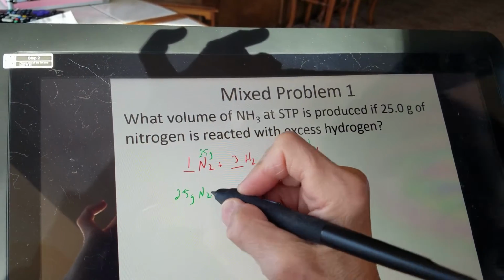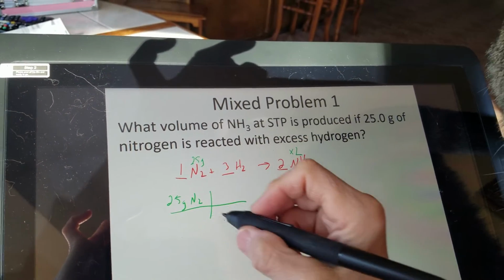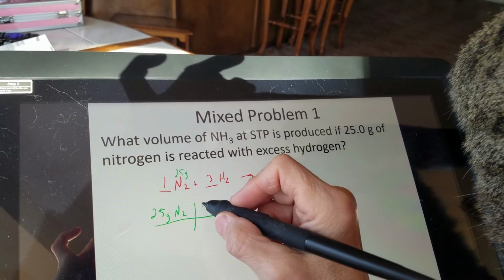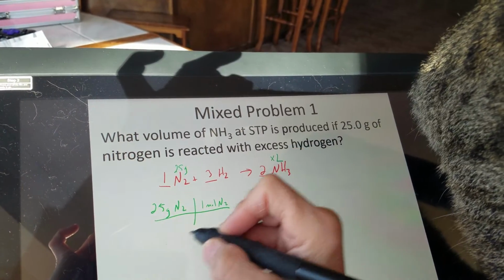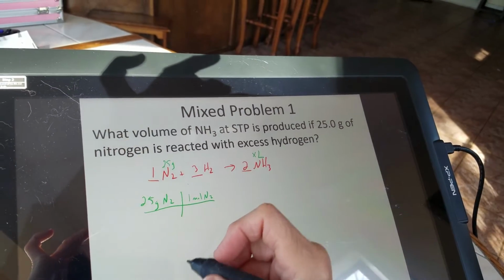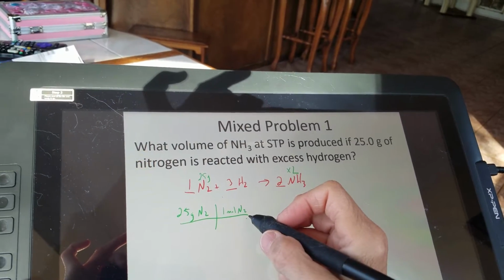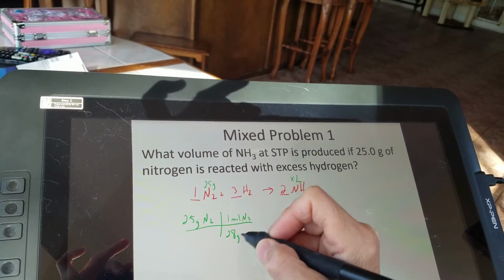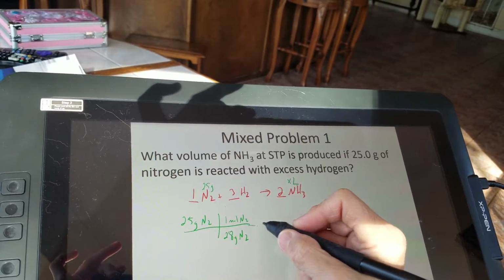We have 25 grams of nitrogen. We know 1 mole of nitrogen is going to be equal to its gram formula mass. So nitrogen has 14 times 2, which will be 28, as its gram formula mass. So we'll cancel out our grams of nitrogen.